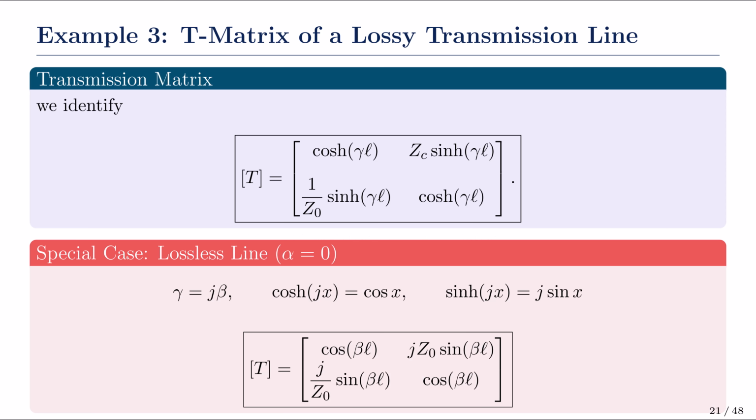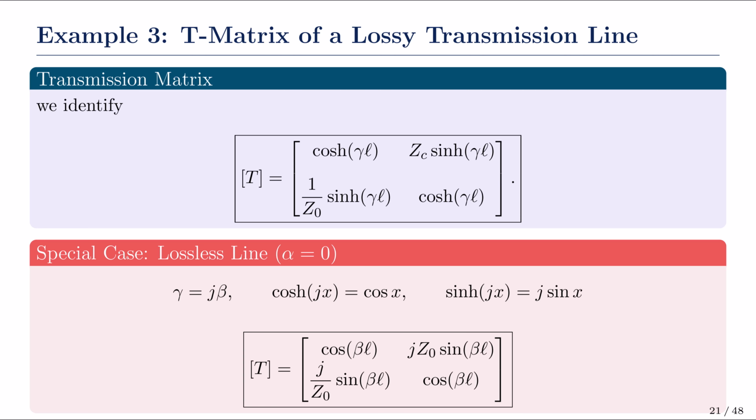We can now identify the transmission matrix of the lossy transmission line section. The A and D parameters are both equal to hyperbolic cosine of gamma L. The B parameter is Z0 hyperbolic sine of gamma L. And the C parameter is 1 over Z0 multiplied by hyperbolic sine of gamma L. This is the general ABCD matrix for a uniform lossy transmission line.